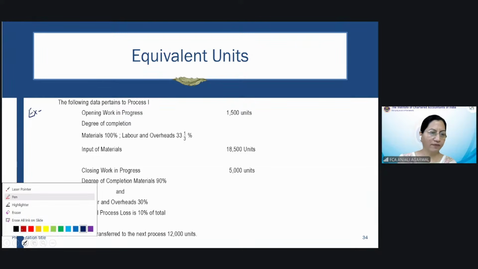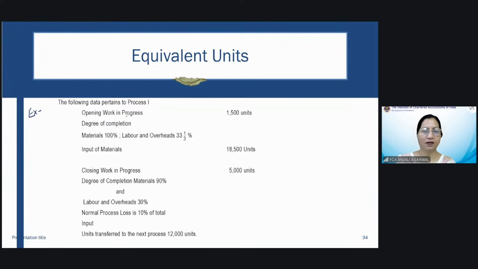This has nowhere mentioned anything about rupees. In the entire example, you don't see absolutely anything about rupees. So the following data pertains to process 1. You have opening WIP 1500 units, which is already 100% complete as far as material is concerned, and one third or 33 1/3% complete as far as labor and overheads are concerned. And then you had 18,500 units as input of material.